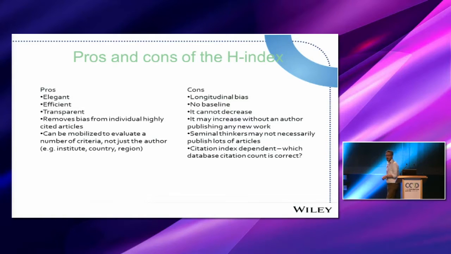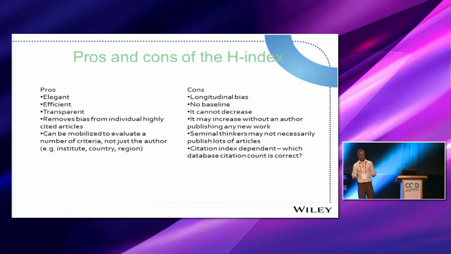Some of the problems with it are longitudinal bias. Well, what does that mean? That means that if you're a researcher who's had a longer career, your chances of having a higher H-index are that much greater. So a young researcher is likely to have a lower H-index because he has less work out there. There's no baseline. So if I've got an H-index of 8, what does that actually mean?